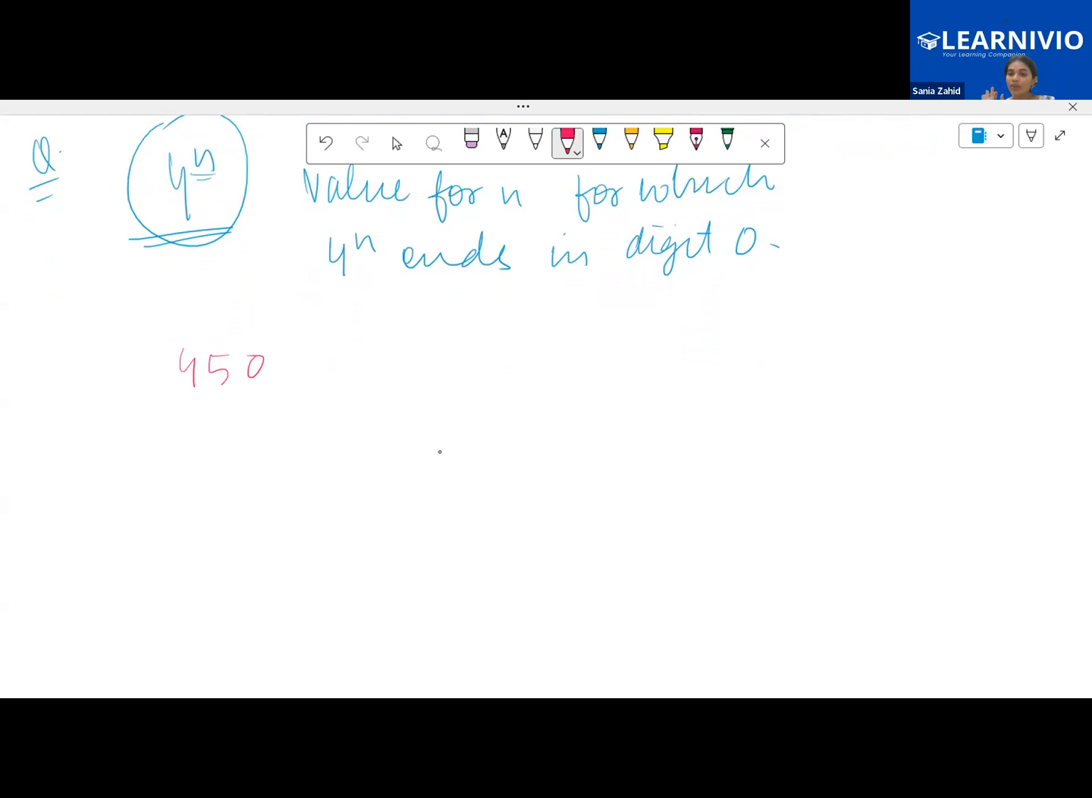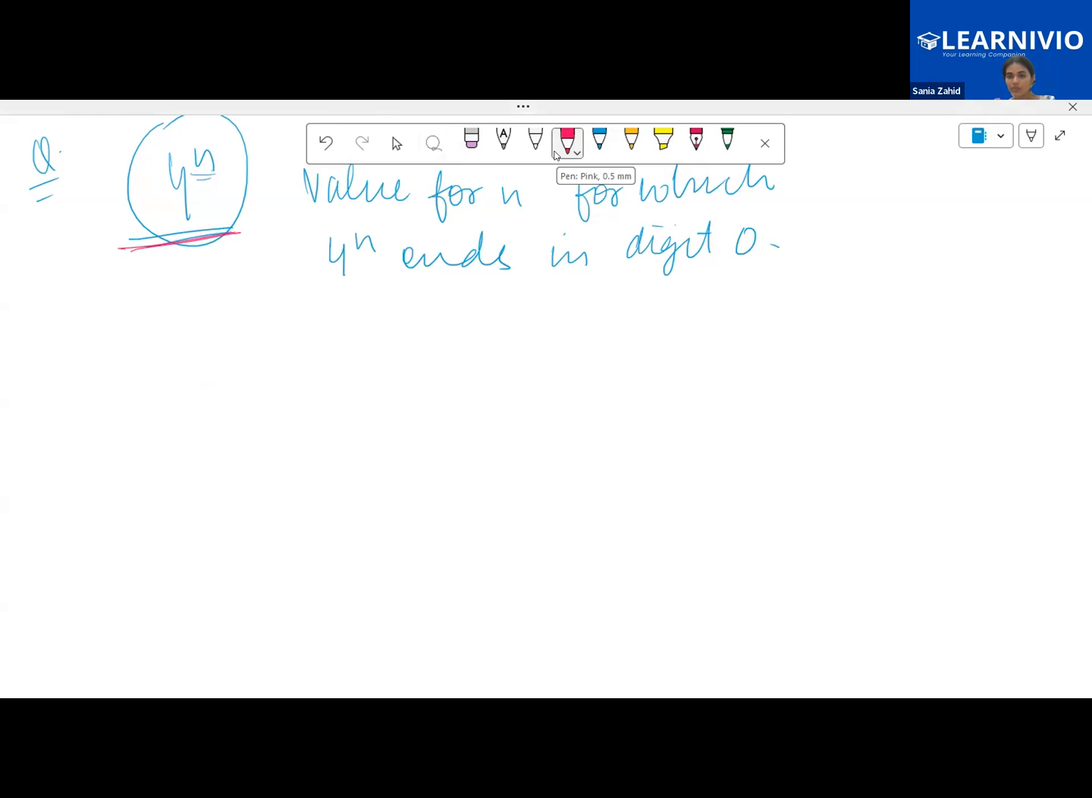So for any number that is ending in 0, obviously it has 5 as its factor, right? So that means whatever number is given to you, like this 4 to the power n, this should have 5 as its factor. If it has 5 as its factor, then only it can end in digit 0. If it does not have 5 as its factor, then how will it end in 0? It can't.